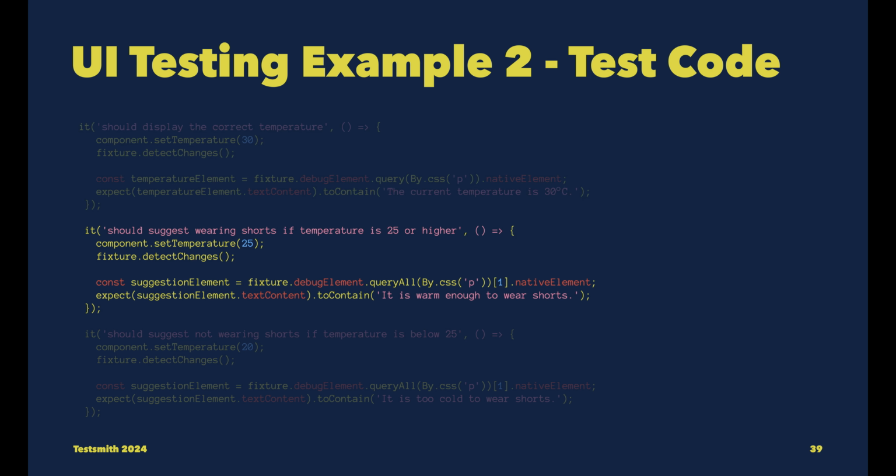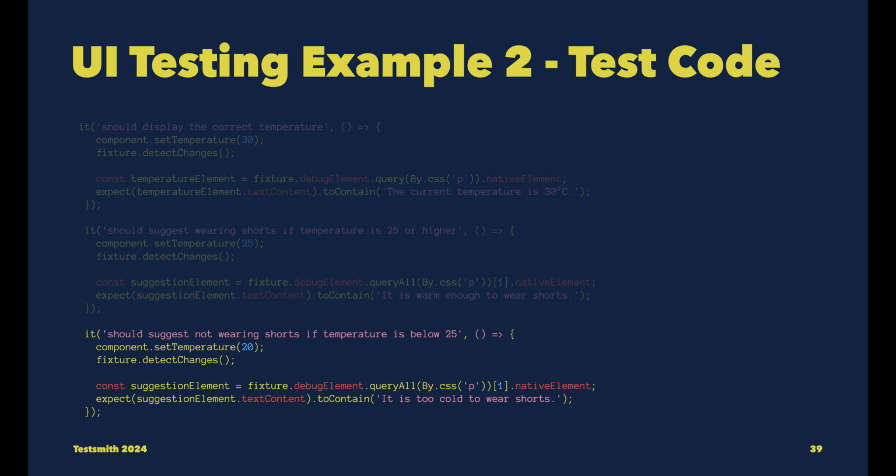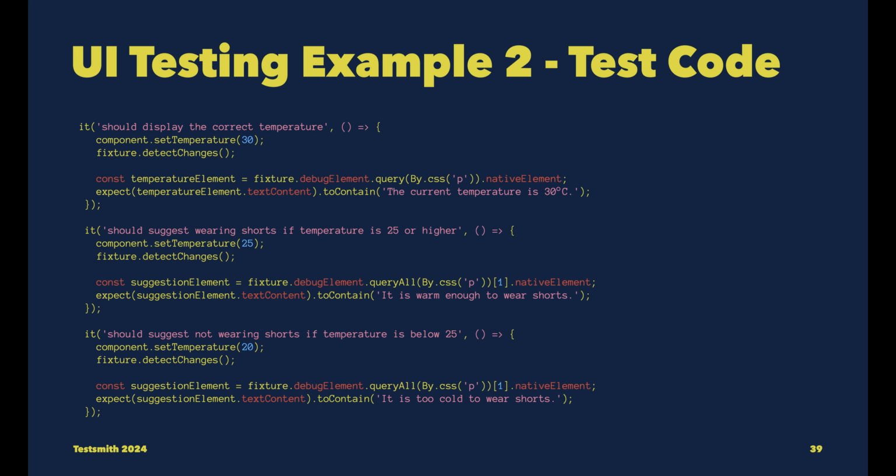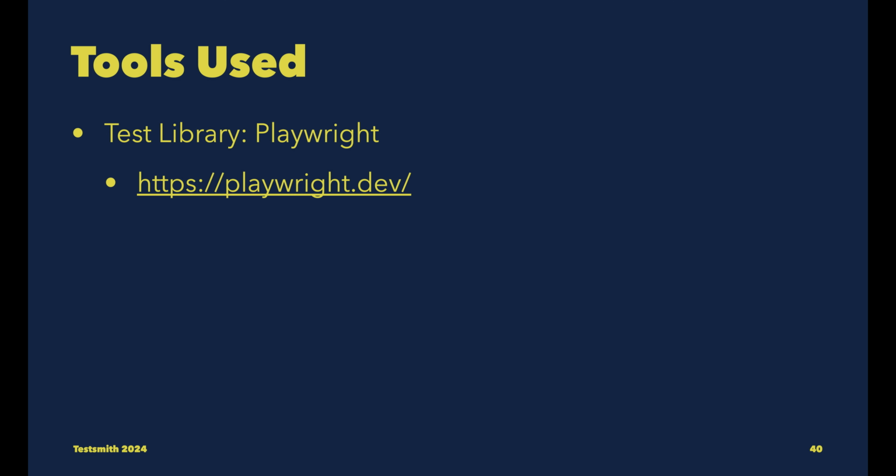This test method sets the temperature to 25 using setTemperature and triggers change detection. It then queries the DOM to find the second paragraph element and asserts that its text content includes "it is warm enough to wear shorts." This test method sets the temperature to 20 using setTemperature and triggers change detection. It then queries the DOM to find the second paragraph element and asserts that its text content includes "it is too cold to wear shorts." In this case, I only used Playwright.